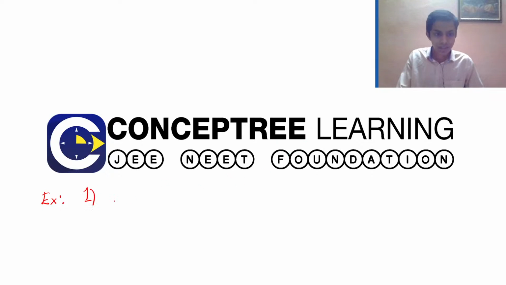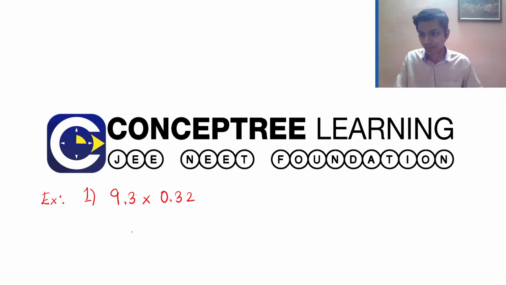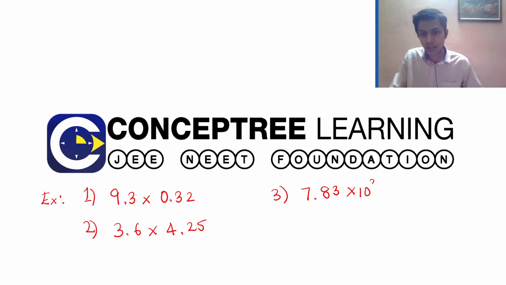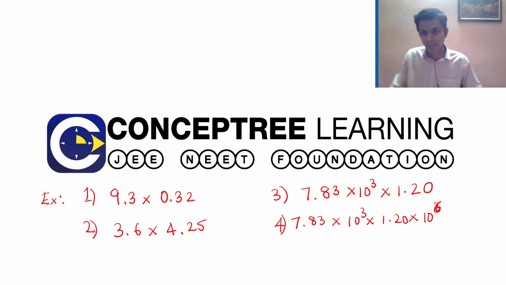First one, 9.3 into 0.32. Second one, 3.6 into 4.25. Third one, 7.83 into 10 power 3 into 1.20. Fourth one, 7.83 into 10 power 3 into 1.20 into 10 power, let's say 6.